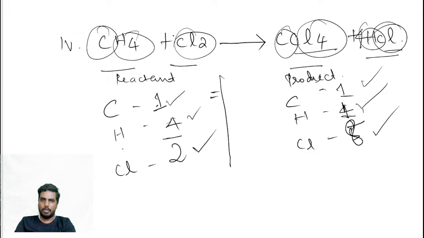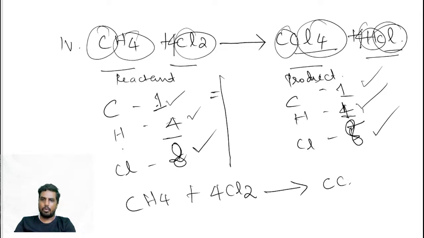So what I am going to do, I will be mentioning here 4. Then I can get 8 Cl. Now everything is balanced, right? So CH4 plus 4 Cl2, which gives CCl4 plus 4 HCl.